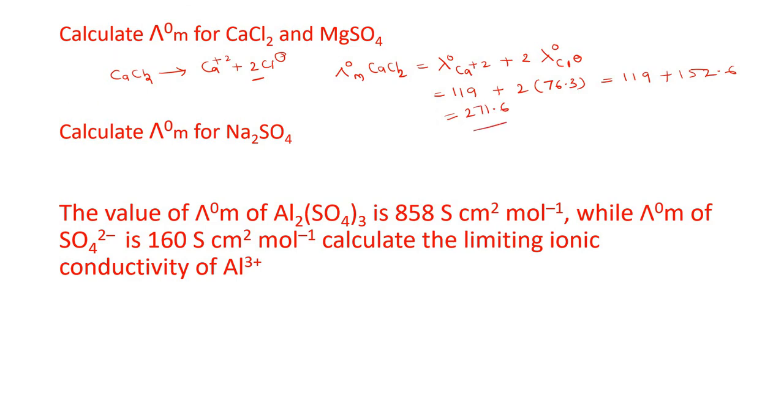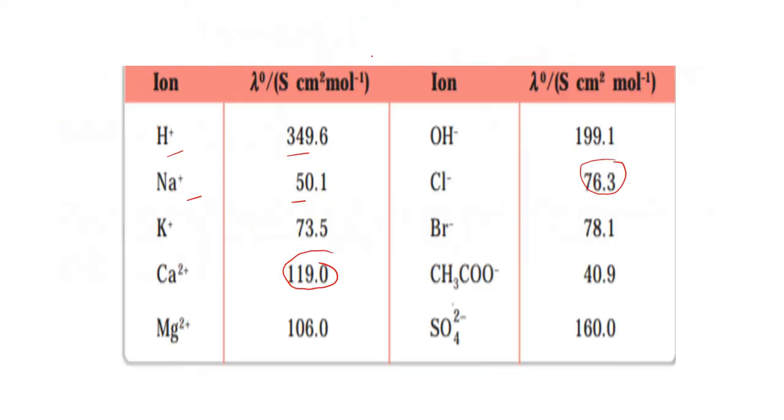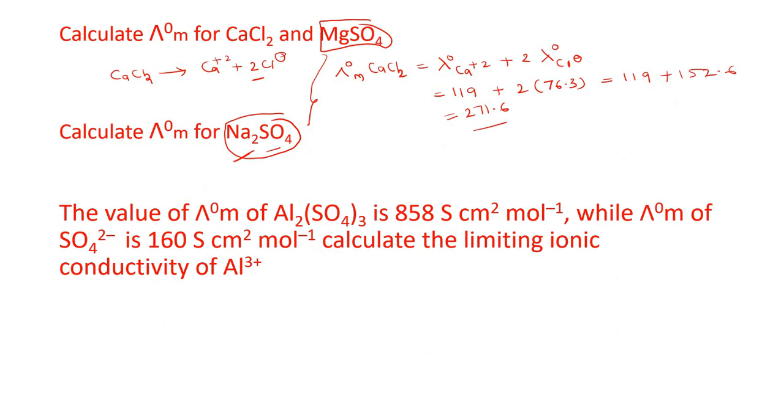Now what you have to do, take an assignment here: calculate the molar conductance of magnesium sulfate. Calculate the molar conductance of sodium sulfate here. So these two will be the assignment. The molar conductance of sodium and sulfate you will get from this table. Here magnesium is given, sodium is given, sulfate is given, and chlorine is also given. Take the data from this table and you will get the answer. This problem is very simple. Aluminum sulfate, this also you can do as an assignment, but anyhow I will write this dissociation here.